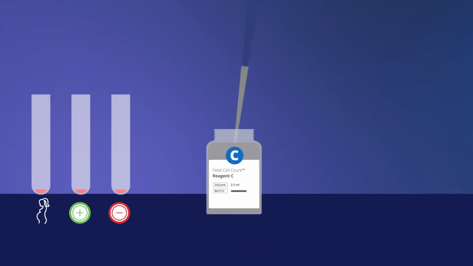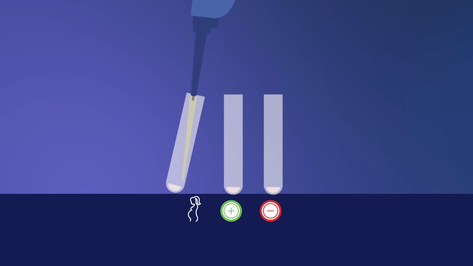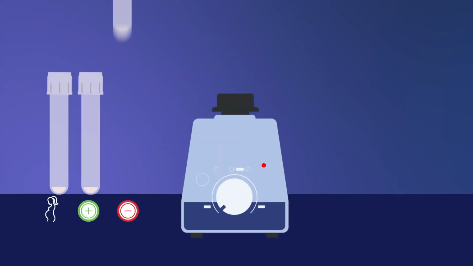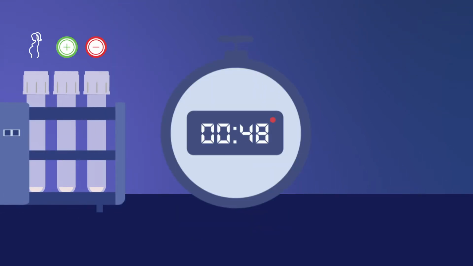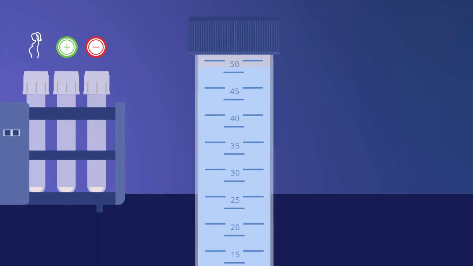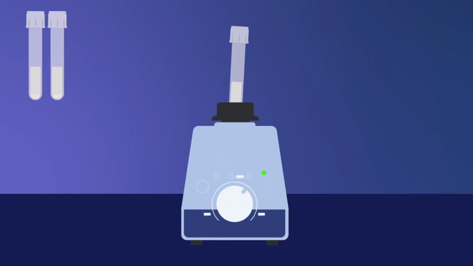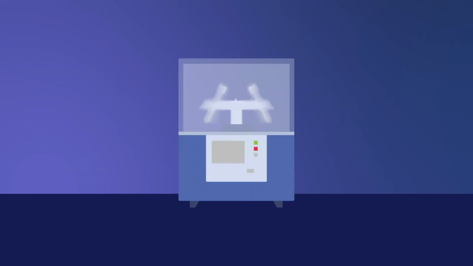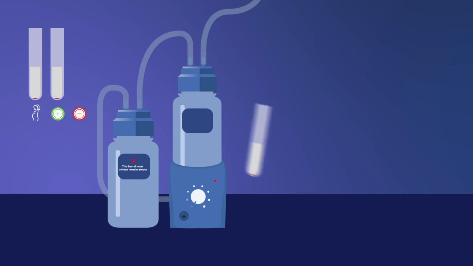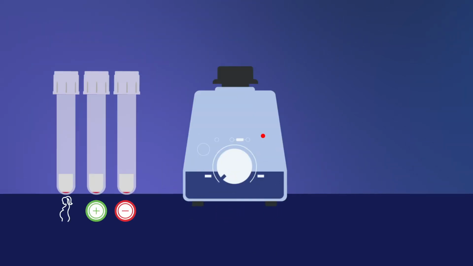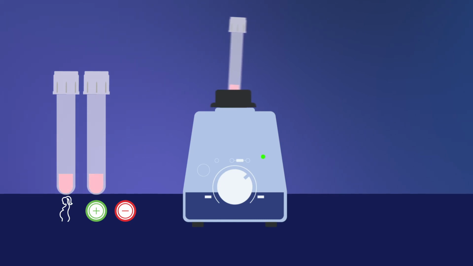Permeabilize the cells by adding 100 microliters of reagent C and incubate for exactly 3 minutes. Then add 2 milliliters of reagent D and centrifuge the sample. Decant supernatant and repeat this washing step. Resuspend the cells in 1 milliliter of reagent D. The cells are now ready for staining.